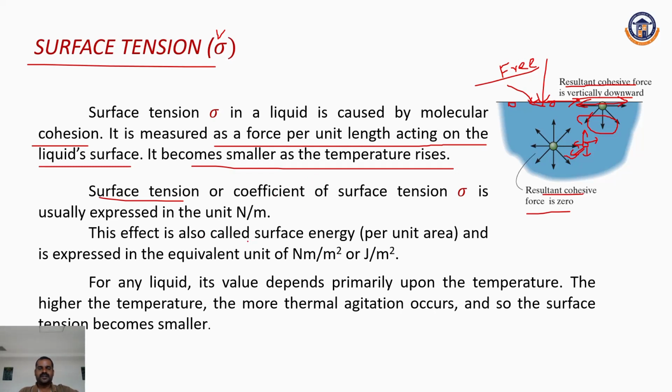It is also referred to as surface energy per unit area, so it is denoted by newton per meter or joule per meter squared. So surface tension is also referred to as surface energy per unit area. For any liquid, its value depends primarily upon the temperature. At higher temperature, more thermal agitation occurs, and the surface tension becomes smaller, right?